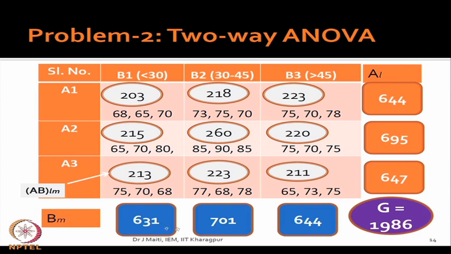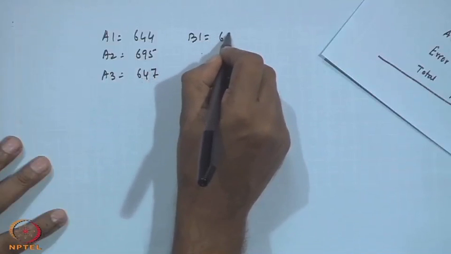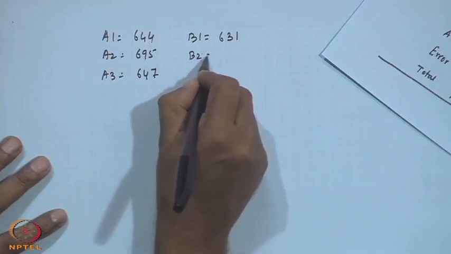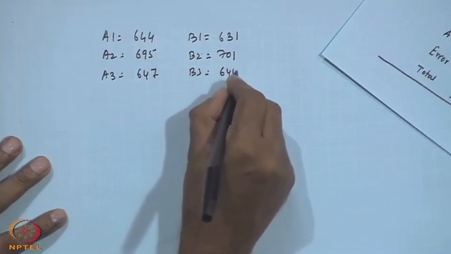Similarly, you see across the column, when you make the total, you will be getting the column totals, which are basically for the different age groups. So, you will be getting B1 equal to 631, B2 equal to 701 and B3 equal to 644.